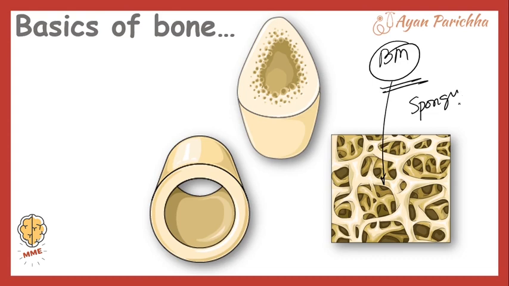In the spaces of the spongy bone, the bone marrow remains. And we also learned in the fourth point in the previous slide that bone marrow is the main site, or the only site, of hematopoiesis after birth, right? That means we can say that the hematopoiesis goes on in the medullary cavity of the bone. So that kind of hematopoiesis is known as medullary hematopoiesis.